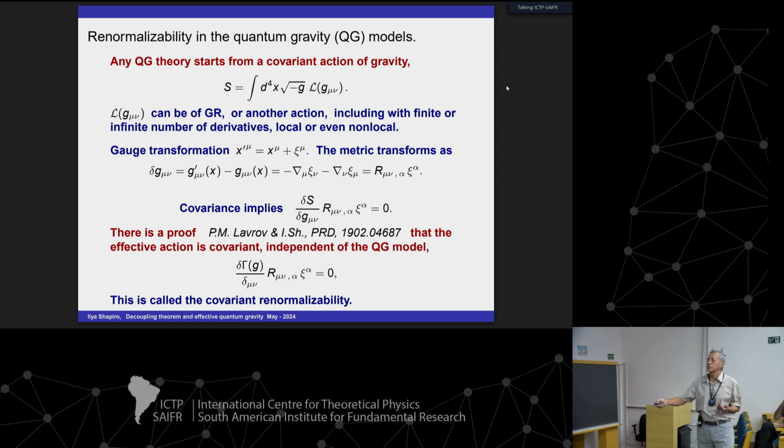One is what is called covariant renormalizability. So you start with a certain covariant action of gravity, can be the action of general relativity or other, with higher derivatives, with non-localities, with whatever you want. And then you find that it is invariant under the diffeomorphism transformation, or in the traditional way, general covariance. So it means that the action satisfies this Ward identity. And you can prove that this Ward identity is satisfied also, not as an identity, but it's satisfied also at the quantum level.